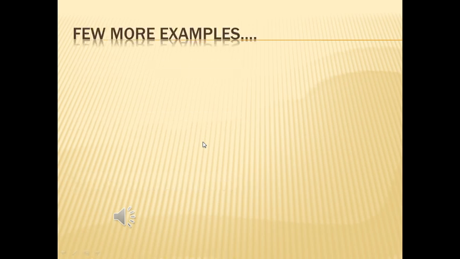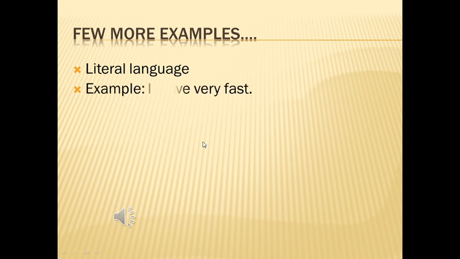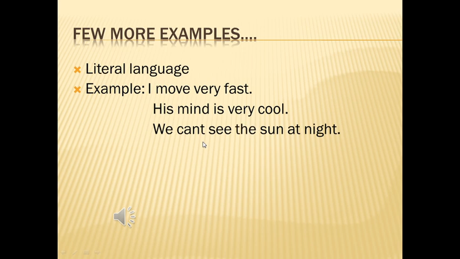Let's consider a few more examples. Literal language examples. I move very fast. His mind is very cool. We can't see the sun at night. In these examples, you will find that whatever information is being given is very clear, very straight, and exactly the words mean what is their meaning in the dictionary.